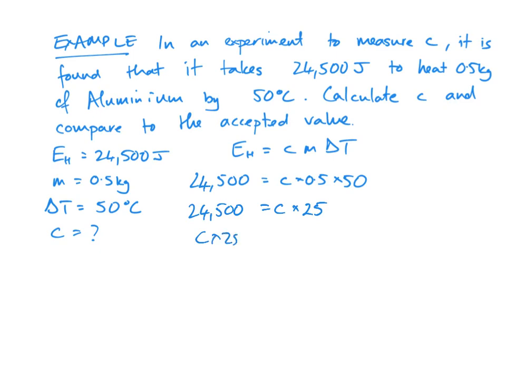Swap sides. Get C onto the left hand side, but I'm not changing anything. But now to get C on its own, I'm going to divide both sides by 25. That cancels out on the left hand side, times 25 divided by 25. And the calculation, we get 980 joules per kilogram per degree Celsius.